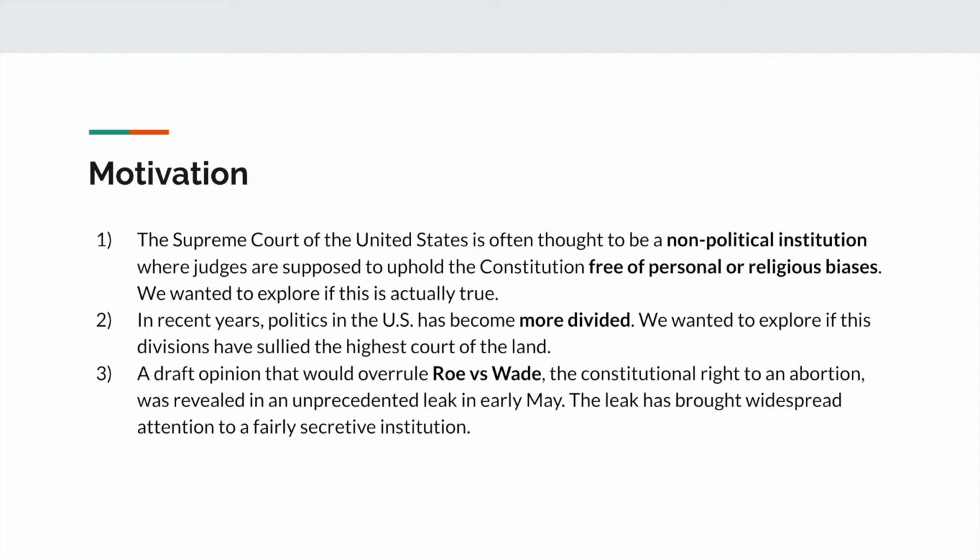Number one, the Supreme Court is supposed to be a non-political institution, and justices are supposed to uphold the Constitution free of religious or personal biases. We wanted to explore if that's actually true. Number two, in the most recent years, politics in the U.S. have become more divided. We wanted to see if these divisions have sullied the court also.